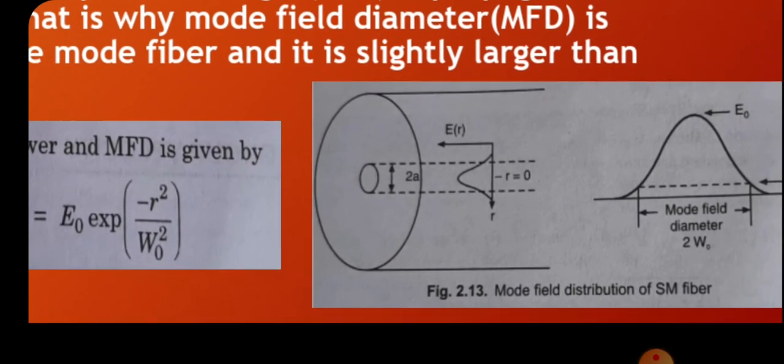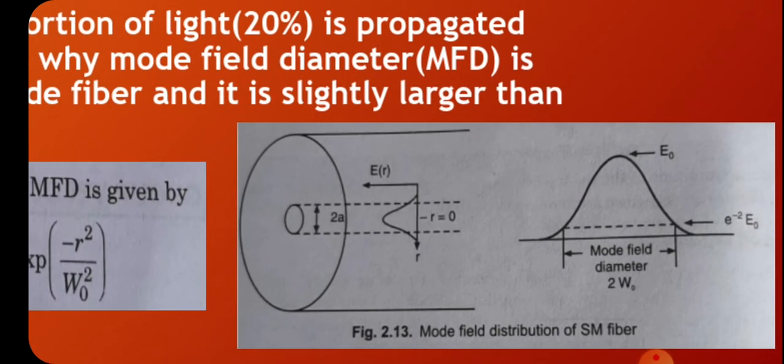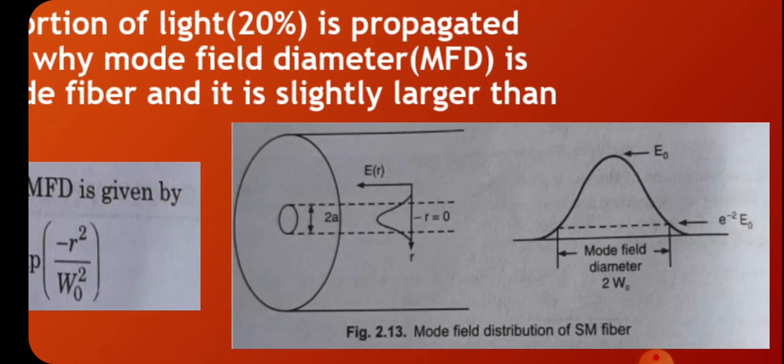And the mode field distribution of single mode fiber is shown in this figure. Left side shows a single mode fiber, and it is a step indexed fiber since its radius is given as very small 2a, and its mode field distribution is shown like this. At the center it is maximum, and towards the left and right side it decays. And the mode field diameter is also marked as 2W0. Okay, that's all about mode field distribution of the single mode fiber.